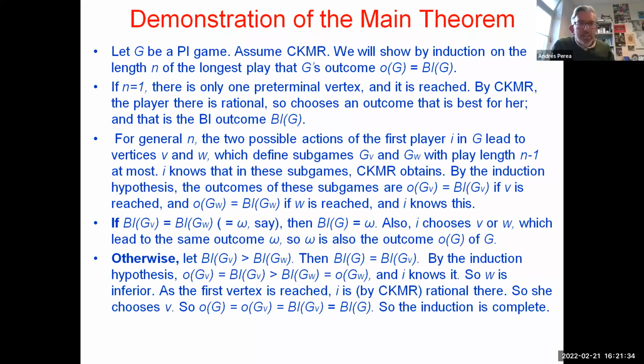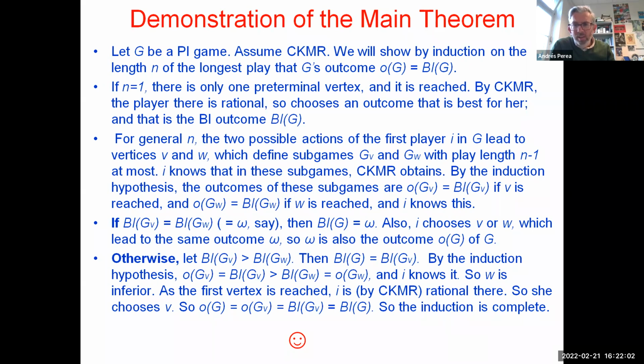Here's the proof. So in the third bullet point, you're looking at player I, with two outgoing vertices, two vertices that can be reached, V and W. And then you say that, well, if common knowledge of material rationality holds, then I knows that in both of these subgames, GV and GW, common knowledge of material rationality obtains.